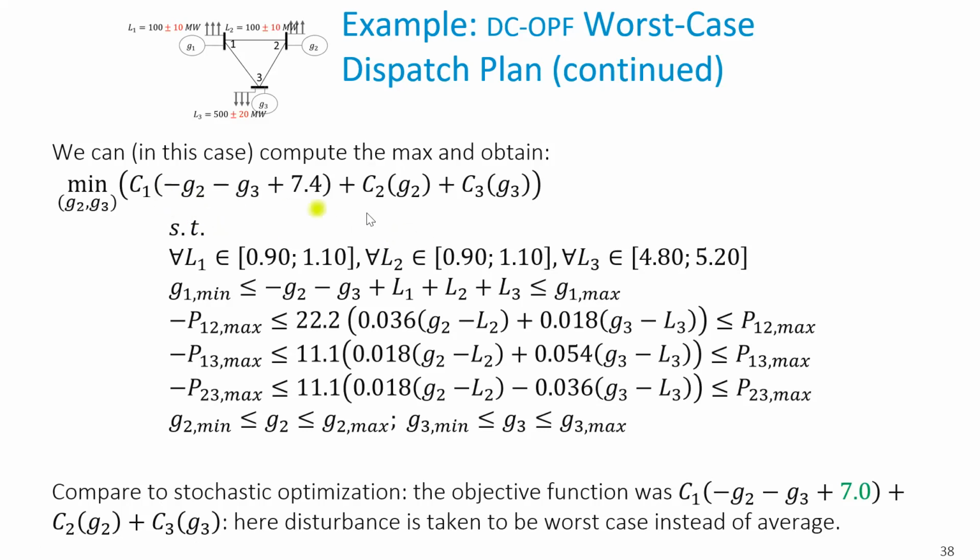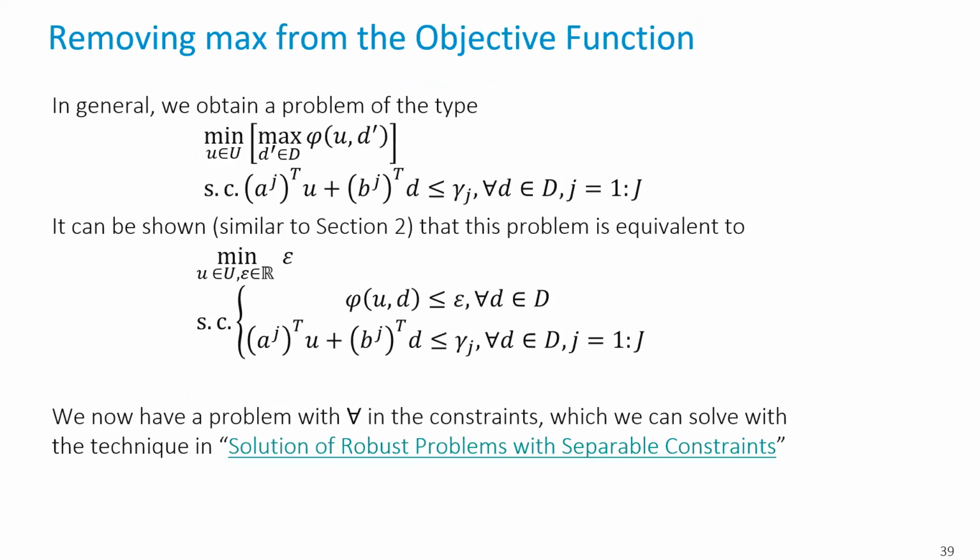But here we can compute the max, and we found that the max is obtained when the sum of the loads gives 7.4, which gives my objective function. So the only thing that we have changed with respect to the previous time is that we have put an offset in the objective function, which in this specific case doesn't change much. The constraints, we have the same problem here. And we get rid of the quantifiers using the same techniques as before.